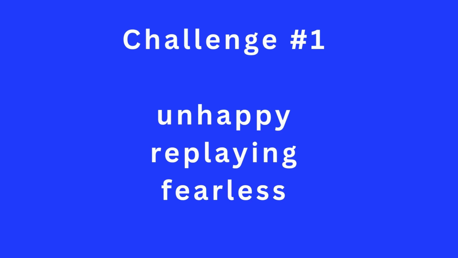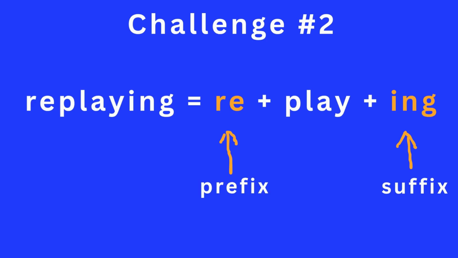Before you go, let's see if you've become a word builder. Challenge number 1. Break these words into the correct parts. Happy, replaying, fearless. Write your answers in the comments. Challenge number 2. Can you find a word that contains both a prefix and a suffix? For example, replaying, re-play-ing. Now it's your turn. Write your word in the comments and show how you would split it.